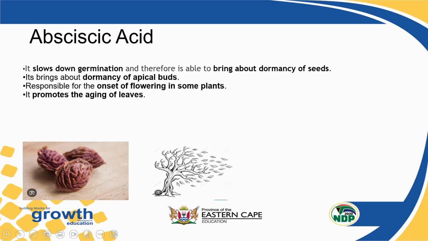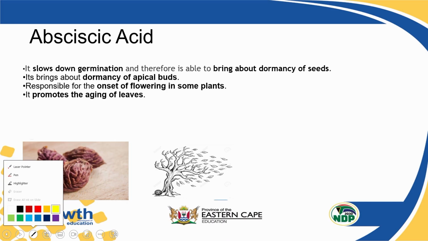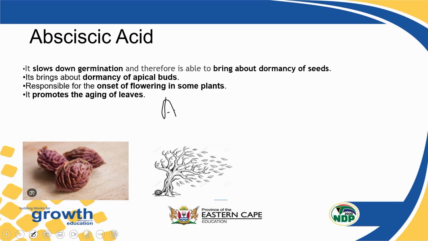So it is also causing dormancy of buds, that is your apical buds, in your roots as well as in your stem. It is also responsible for the onset of flowering in some plants, even though gibberellins are also responsible for that. It is also responsible for the aging of leaves. In other words, it promotes the aging of leaves. The aging of leaves is referred to as abscission.